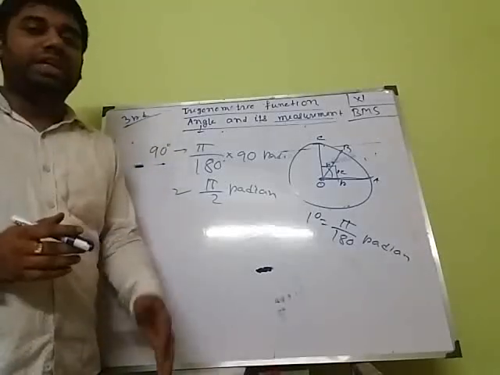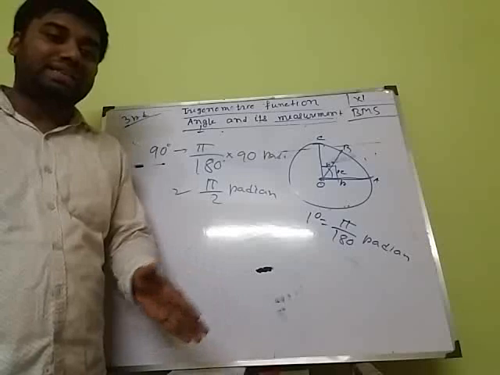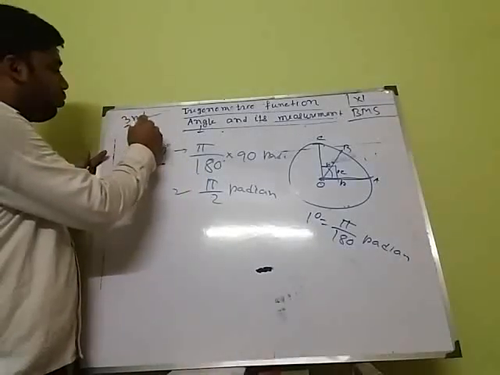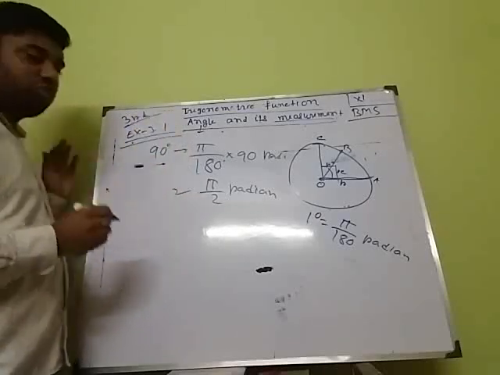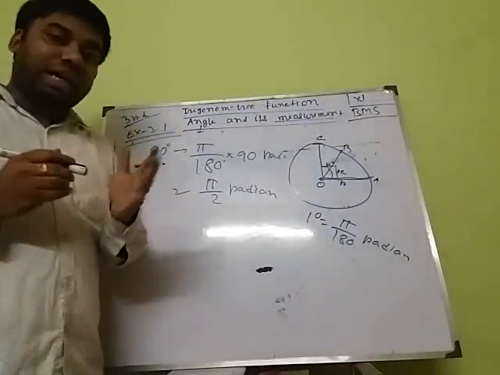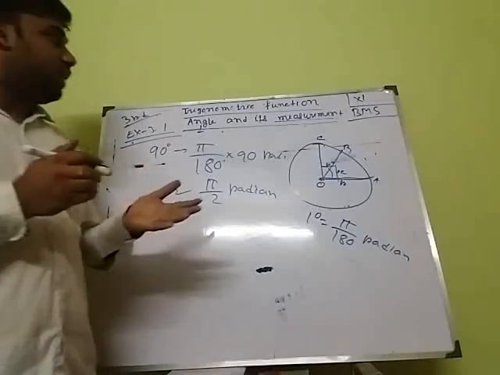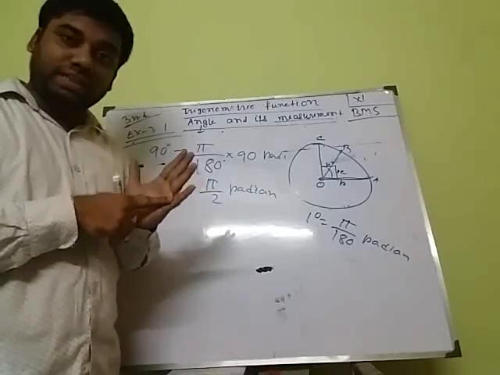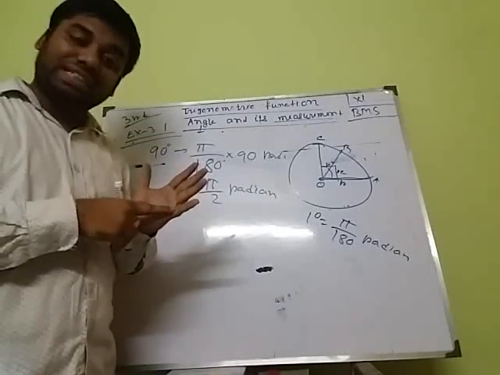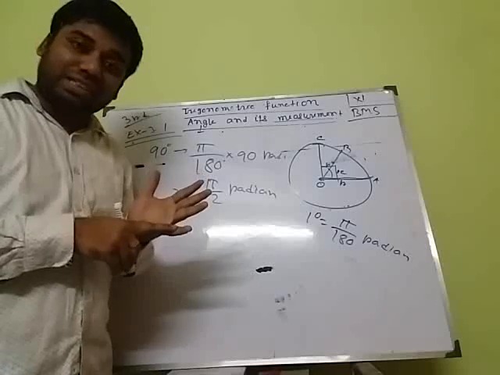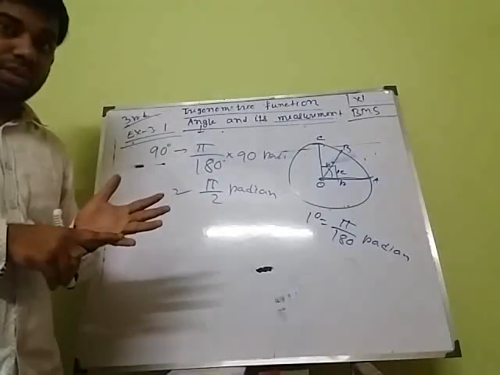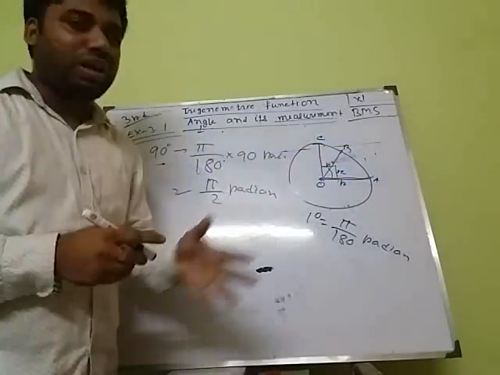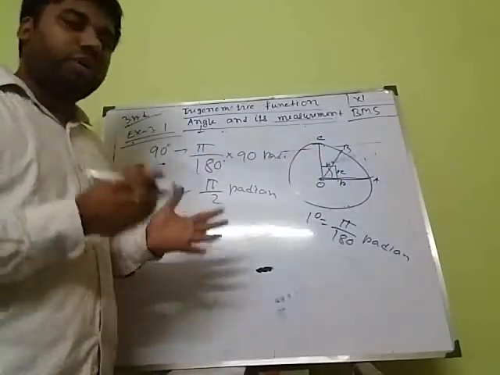Students, in the next video we will start the first exercise, that is exercise 3.1. In this video we have learned about angles and the measuring systems of angles: first the English system, whose unit is degree. Next the French system, that is grade. That is a little different from degree: 90 degrees is divided into 100 parts, and each is called one grade. Later on we will discuss it.